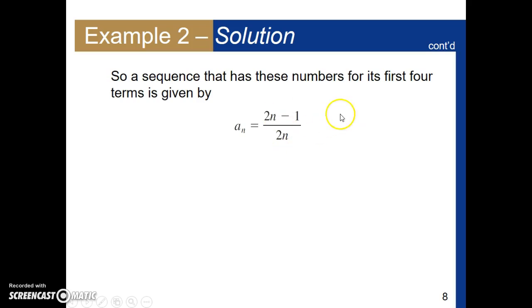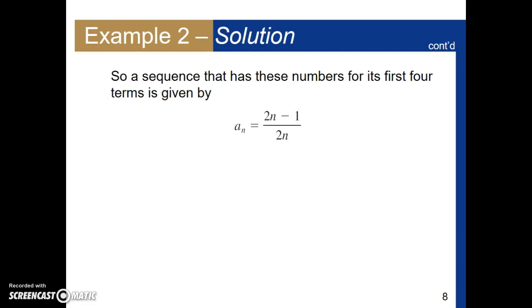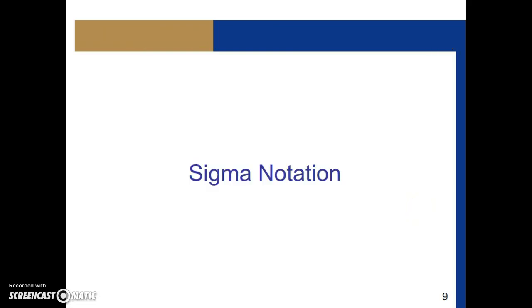Now, the sequence in part B, which is just powers of 2, 2 to the 1, 2 squared, 2 cubed, 2 to the 4th, 2 to the 5th. So the actual nth term is easy to find, but we have to remember that we are alternating those negative values and that the first one is negative. So -1 to the n power is going to come into play. And so they're powers of 2 and they alternate in sign. So we know we have to have 2 to the n, but we also have to have that alternating term in there. And we're going to use -1 to the n because that first term is negative. So like I said, it just takes practice.